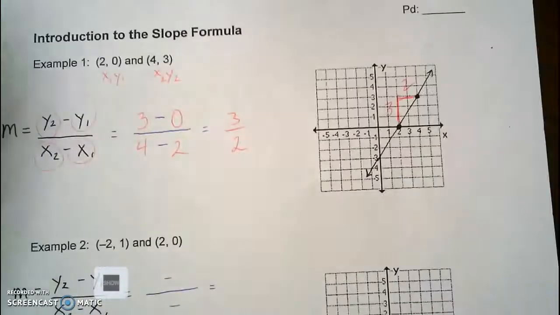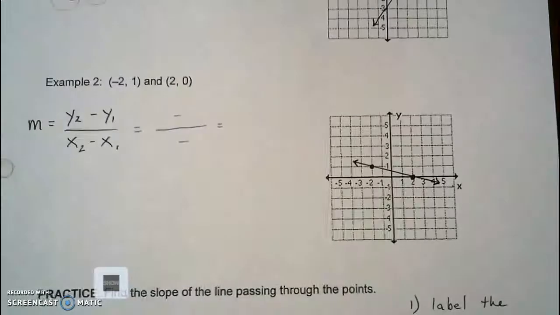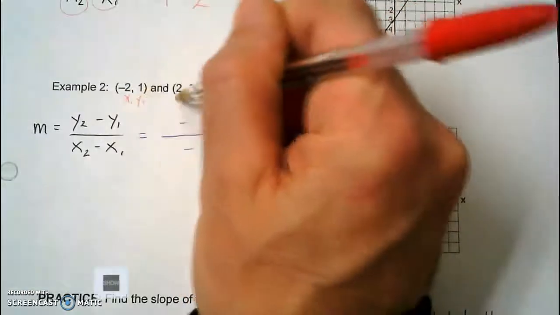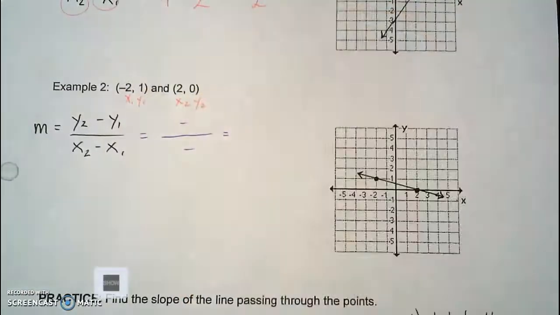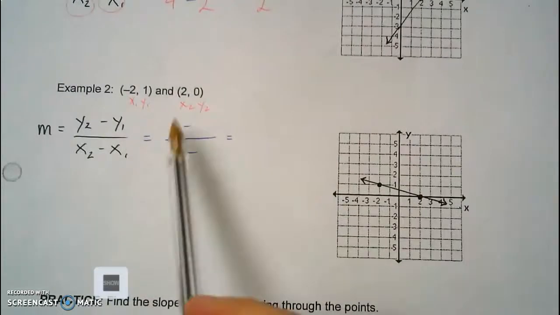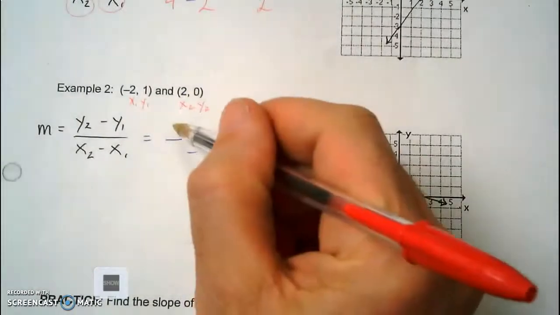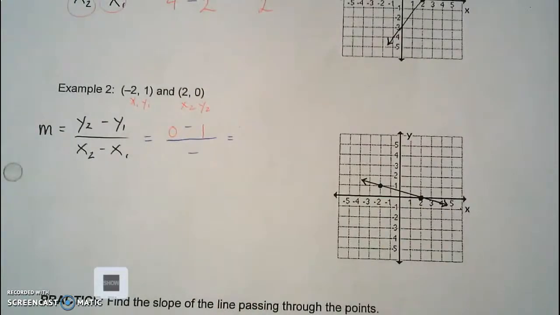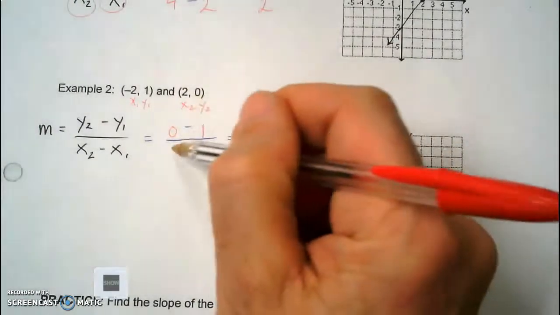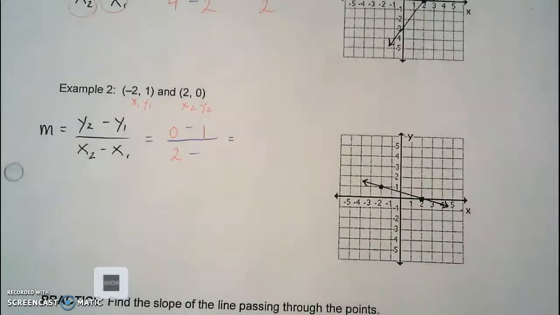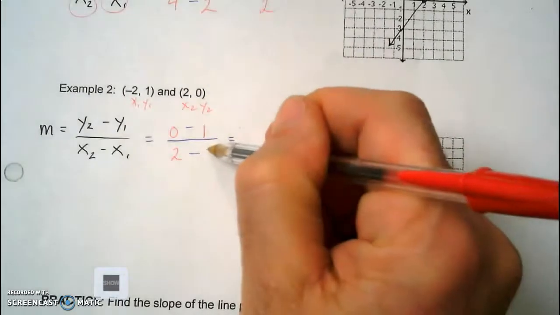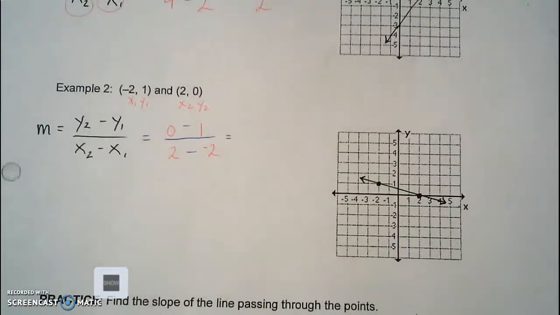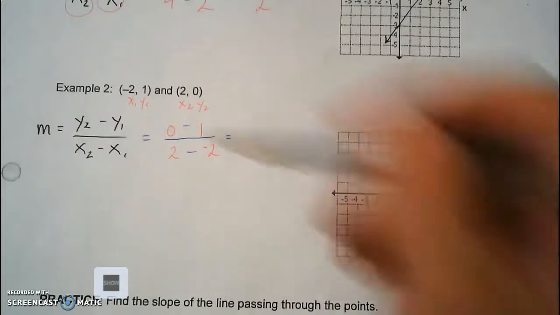Okay, a couple more. This is the same thing. You're going to first label x1, y1, x2, y2. Fill in around the subtraction signs. y2 goes here, y1 goes there. x2 goes here. x1 is -2. So be careful. That's why I put those subtraction signs in first. That's minus and negative. And now you subtract.